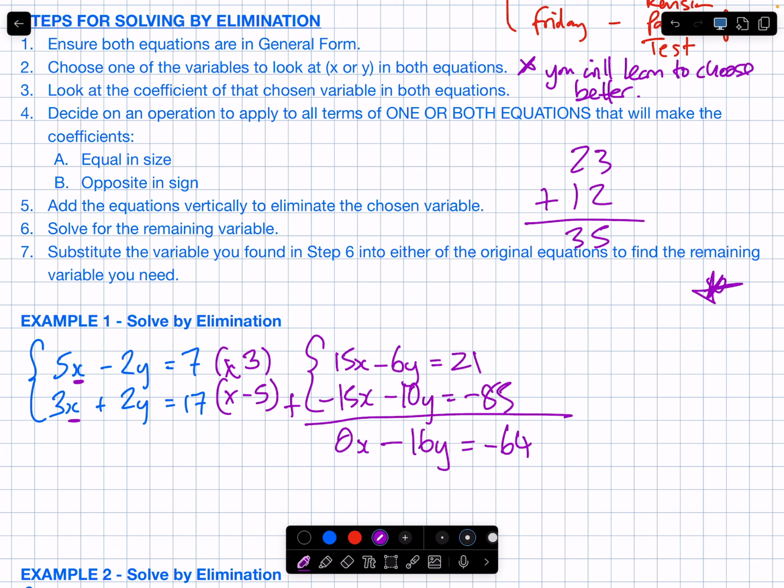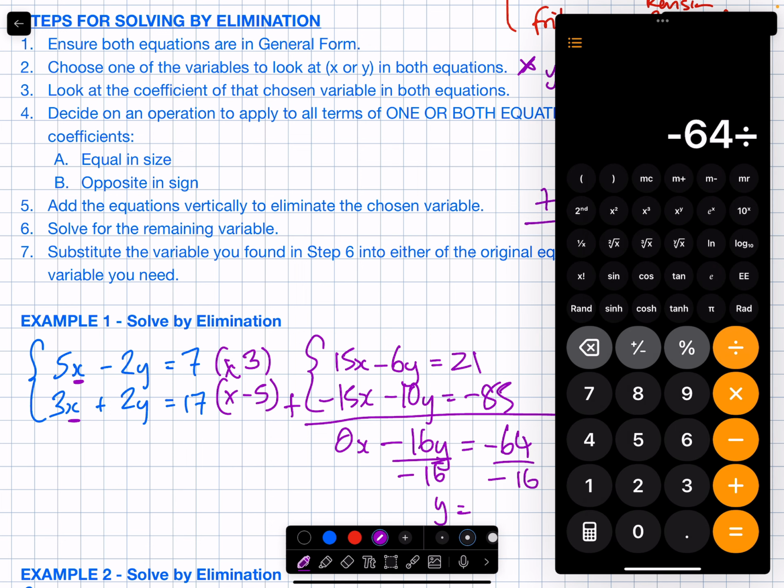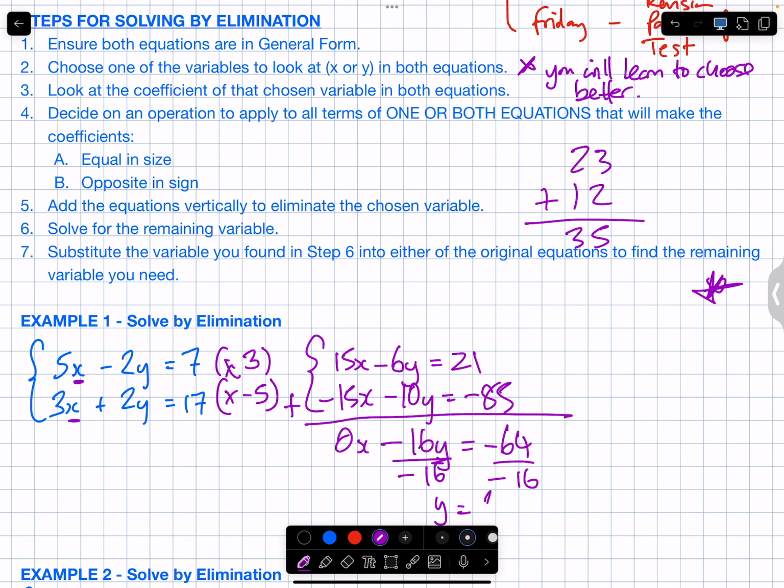Step 6, solve for the remaining variable. What's the remaining variable? I only have y left here. So I'm solving for that. What's the negative 16 doing to y? Multiplying. What's the opposite of multiplying by negative 16? Divide by negative 16. Y is going to be 64 divided by negative 16, is 4. Is that the end of the story?